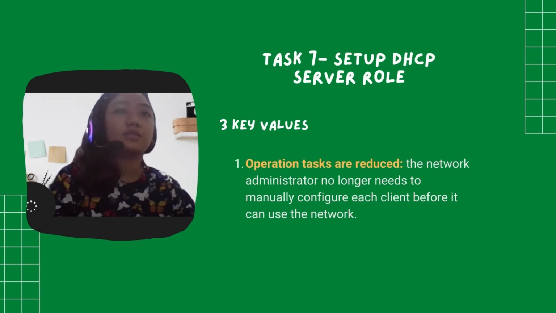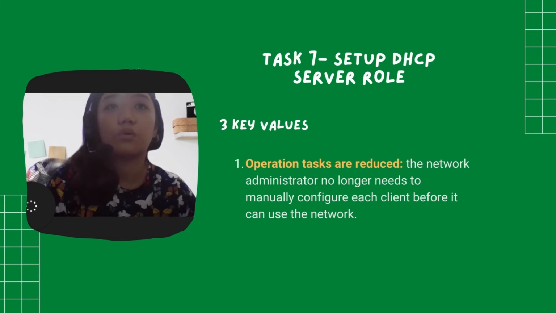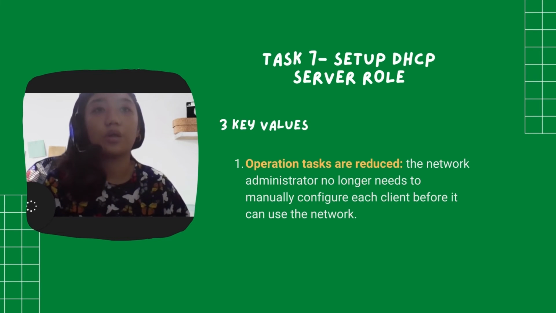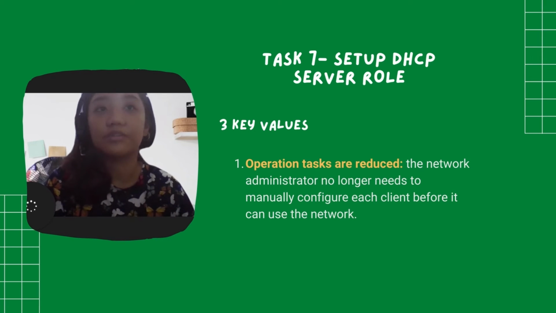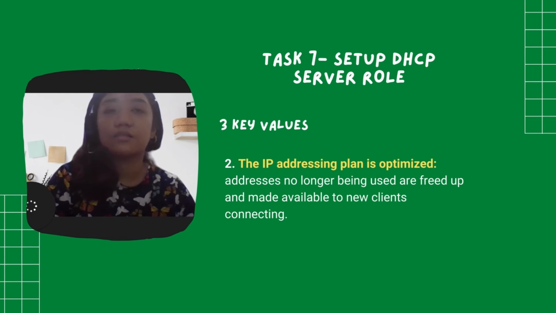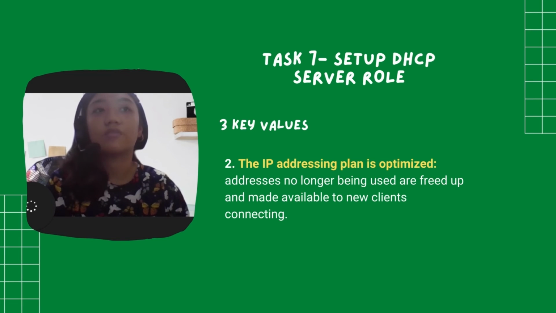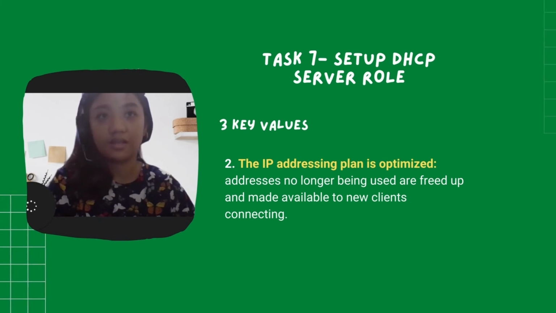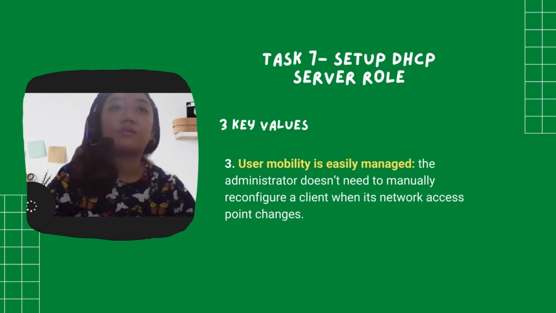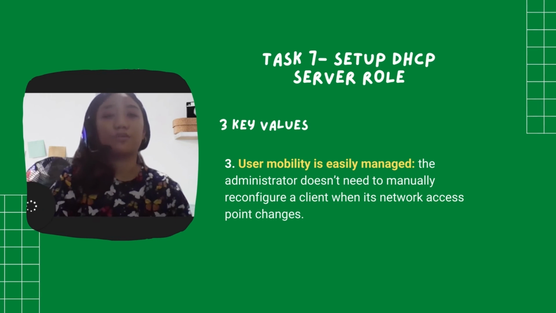For the last task, we set up a DHCP server role. Now, the DHCP service brings 3 key values. Number 1, operation tasks are reduced. The network administrator no longer needs to manually configure each client before it can use the network. Number 2, the IP addressing plan is optimized, which means addresses no longer being used are freed up and made available to new clients connecting. Number 3, user mobility is easily managed. This means that the administrator doesn't need to manually reconfigure a client when its network access point changes.